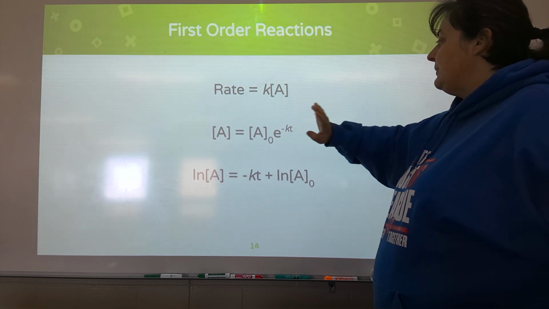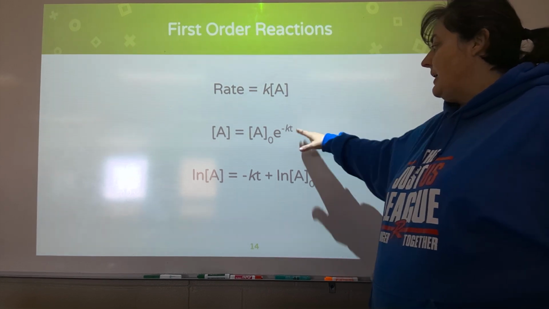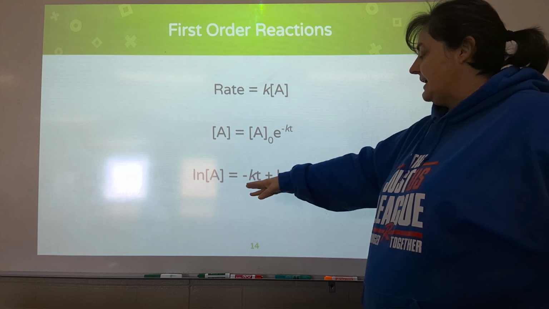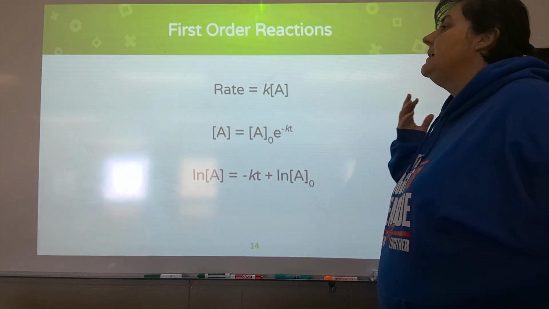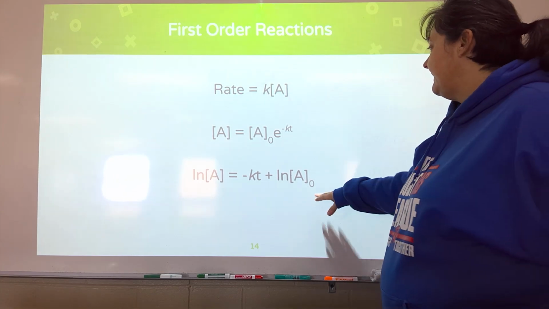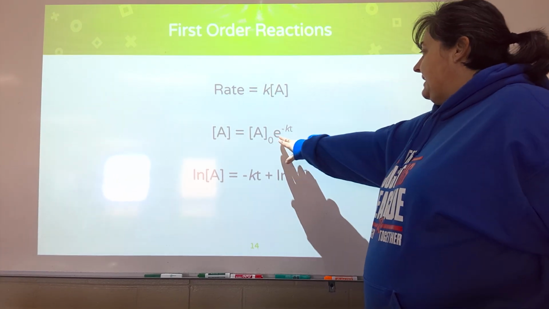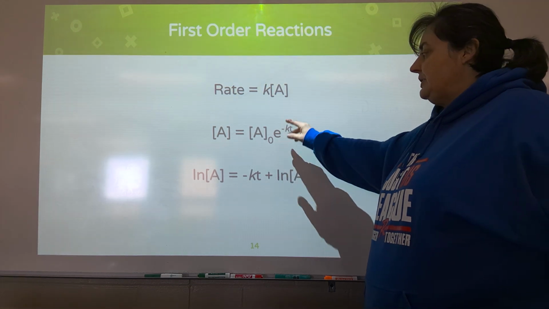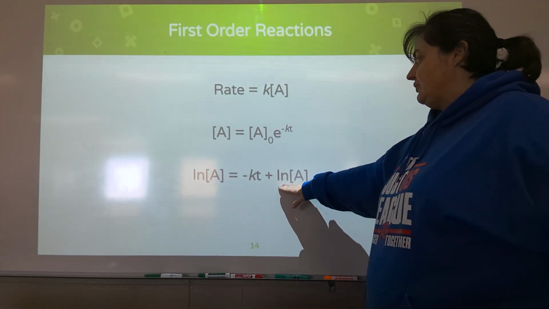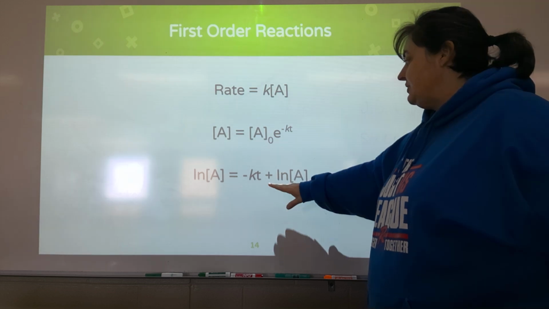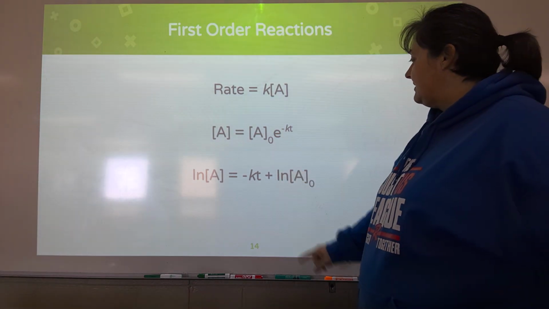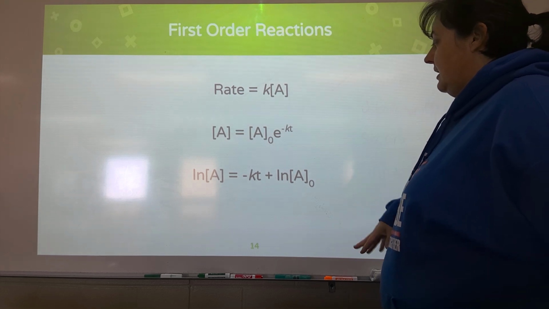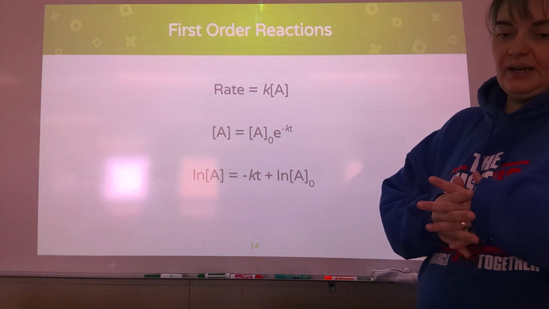And so if we take the natural log of both sides, we get this form of the equation. The natural log of the concentration of A is equal to negative kt plus the natural log of the initial concentration of A. The e in our equation here dictates that we have to use the natural log. If this was a 10, we would use just the regular old logarithm. But because this is an e, we have to use the natural log in order to eliminate that exponent and eliminate the e.